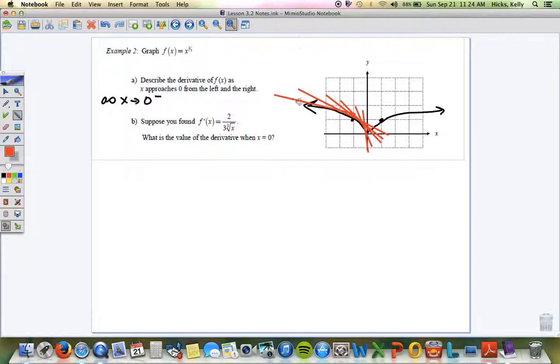Well, what did it start out at? It started off as a fairly close to zero negative number, right? Maybe that tangent line here was, I don't know, negative 1 over 10 or something. I don't know what that would have been.